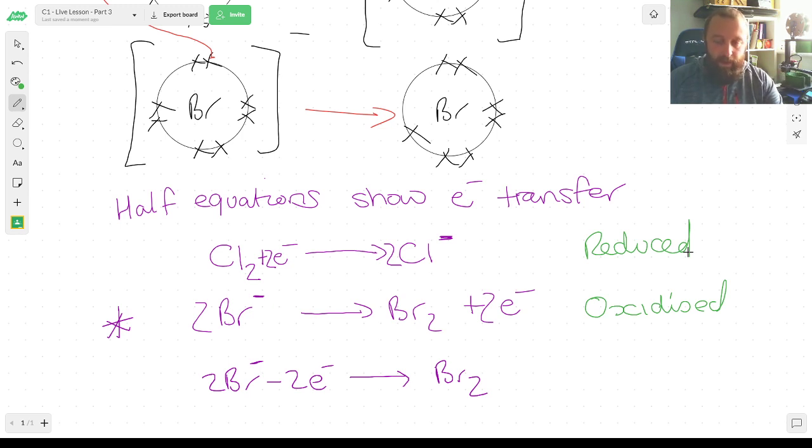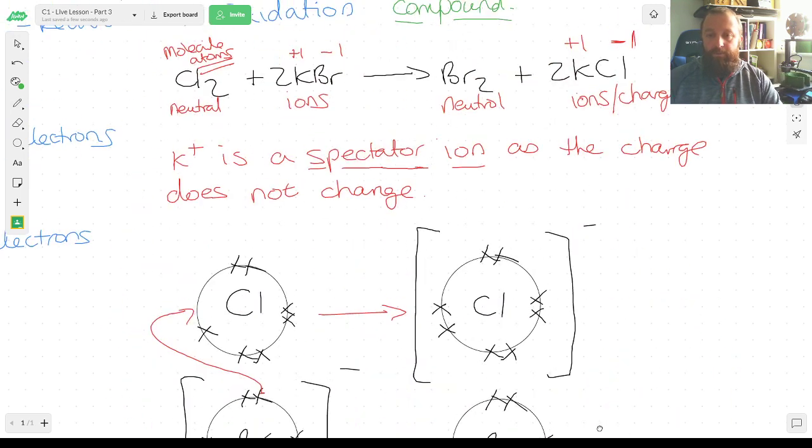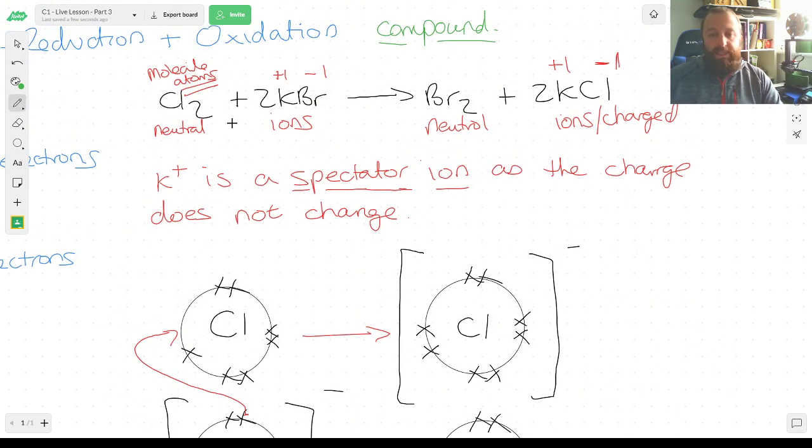Okay? So let me just talk through that again, just so you've got your head around what's going on. We have a displacement reaction where chlorine is displacing bromide from potassium. We are forming bromine, and we are forming a chloride ion. So we have a solution, and if I was to put my state symbols in here, I've got a solution of potassium chloride.